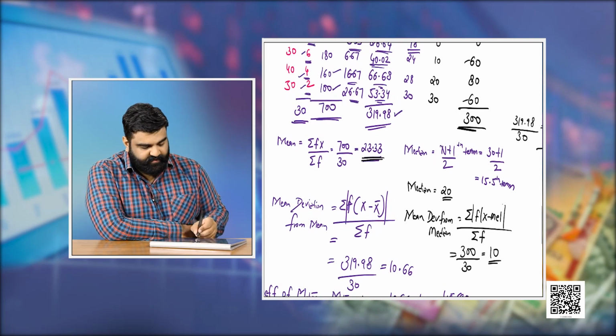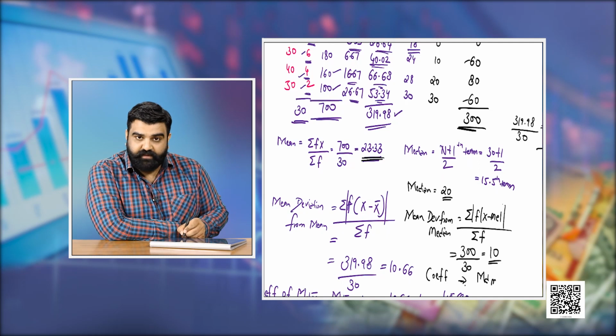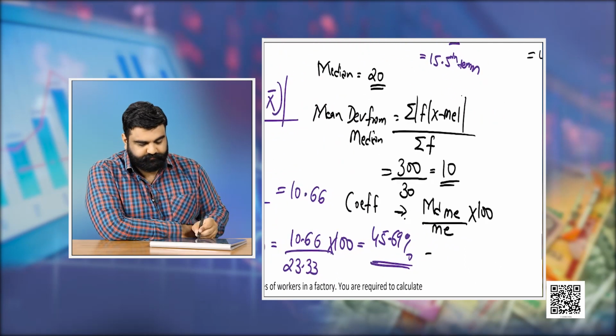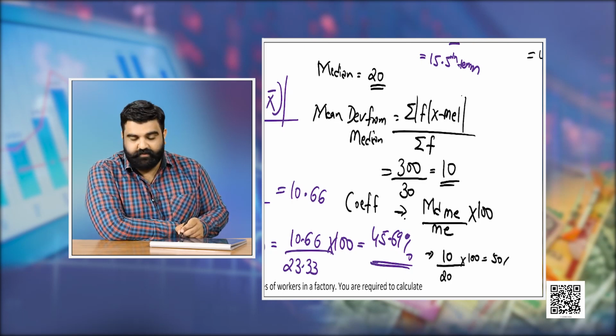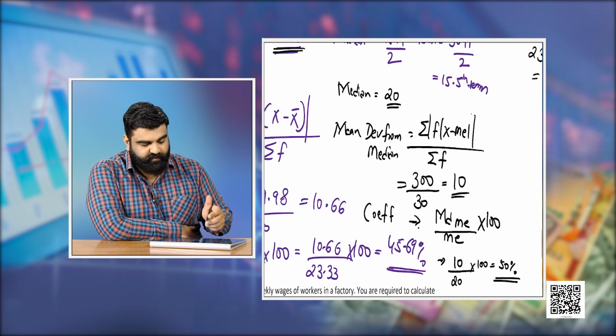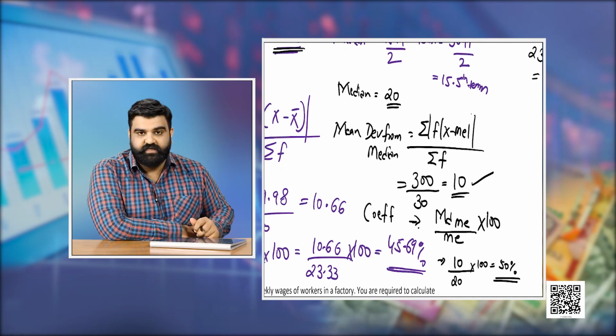Now, let us calculate the coefficient. The coefficient will be mean deviation from median upon median into 100. So, this will be 10 upon 20 into 100. This will be 50%. So, the coefficient will be 50% and the mean deviation from median is 10. I hope you understood this question.